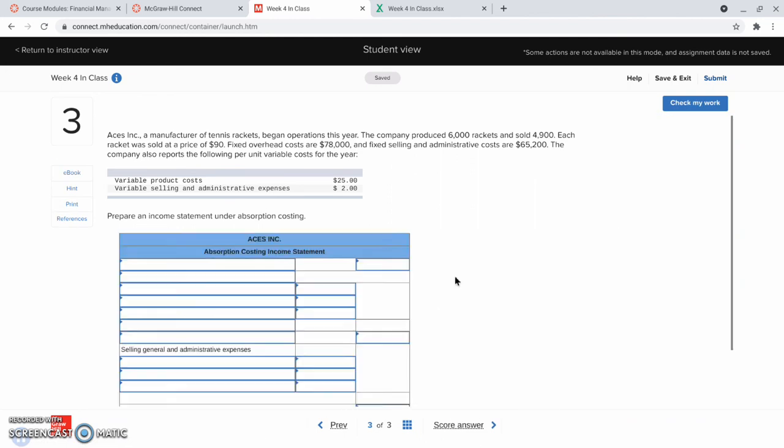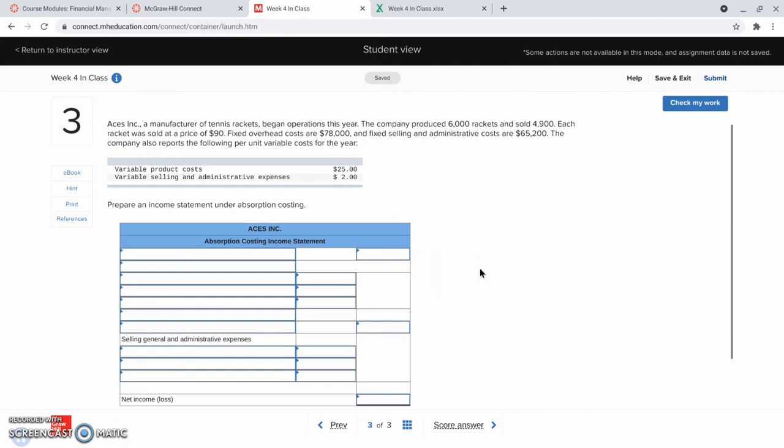Next up, number 3. Aces, a manufacturer of tennis rackets, began operations this year. The company produced 6,000 rackets and sold 4,900. Each racket sold at a price of $90. Fixed overhead was 78,000. Fixed selling and admin costs are 65,200. The company also reports the following per unit variable cost per year, 25 and 2, just like before. But here, we're coming up with the absorption costing income statement.